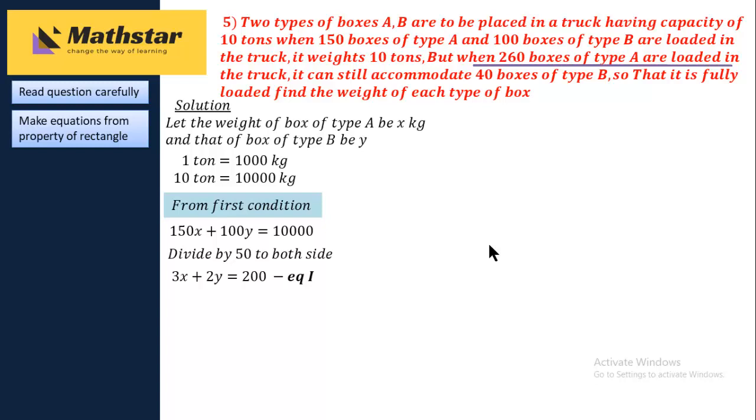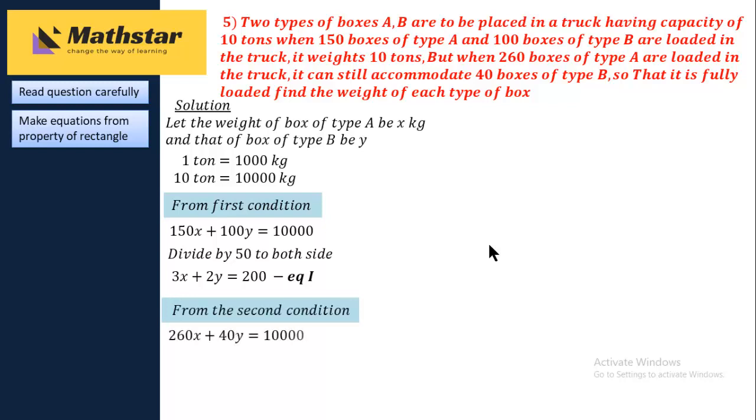Now read the second condition. When 260 boxes of type A are loaded in the truck, it can still accommodate 40 boxes of type B. It means 260 boxes of type A and 40 boxes of type B. So from the second condition, we get 260x + 40y = 10,000. But all terms can be divided by 20. So we divide by 20 on both sides and we get 13x + 2y = 500. That is equation 2.